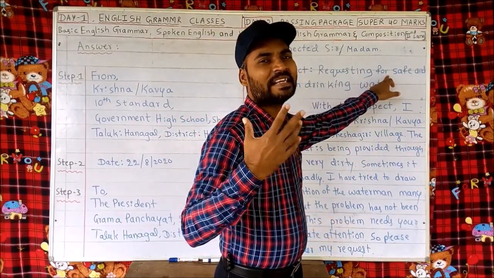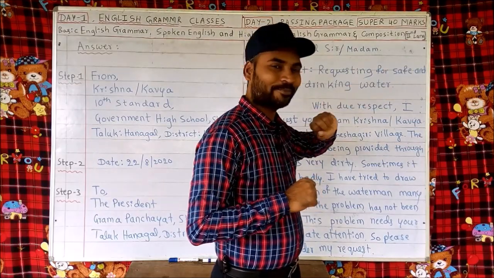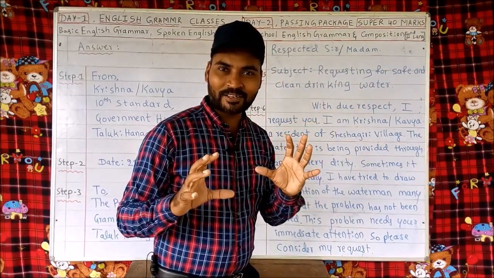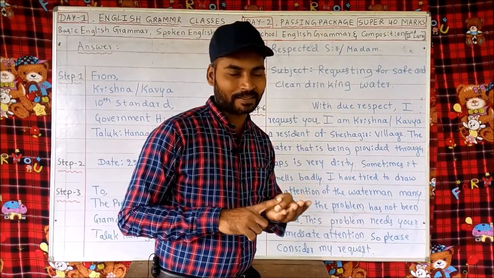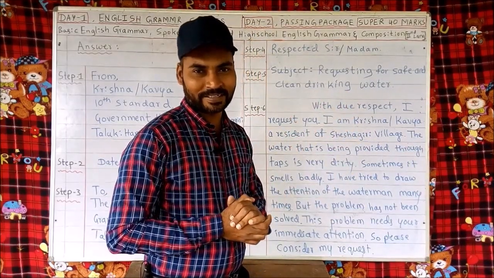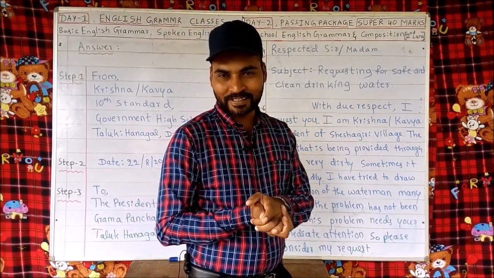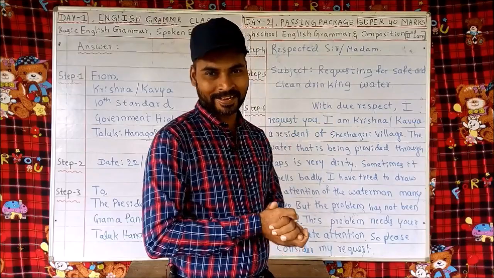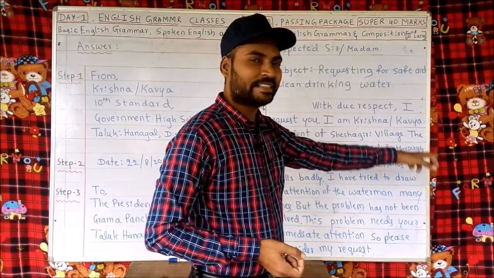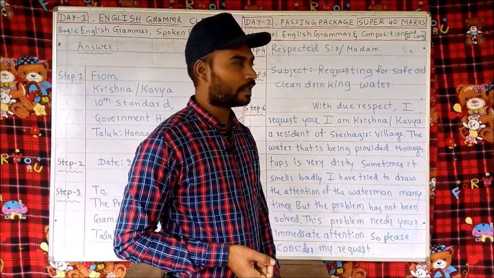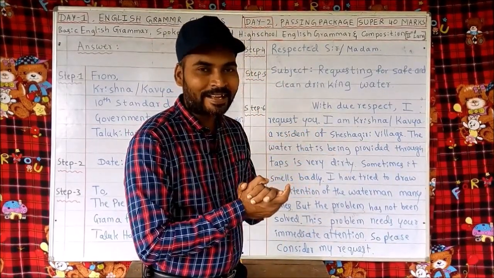You may start like this: requesting for. What is the subject of our letter? Providing safe and clean drinking water. So that subject you have to write. That problem you have to highlight in the subject in just 1.5 lines. Requesting for safe and clean drinking water. In step 5 we wrote the subject.